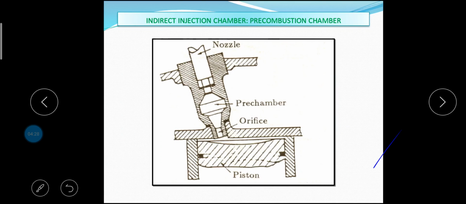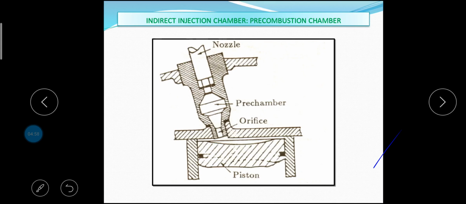This is the pre-combustion chamber. A typical pre-combustion chamber consists of an antechamber connected to the main chamber through a number of small holes, compared to a relatively large passage in the swirl chamber. The pre-combustion chamber is located in the cylinder head and its volume accounts for about 40% of the total combustion space. During the compression stroke, the piston forces the air into the pre-combustion chamber. The fuel is injected into the pre-chamber and the combustion is initiated.